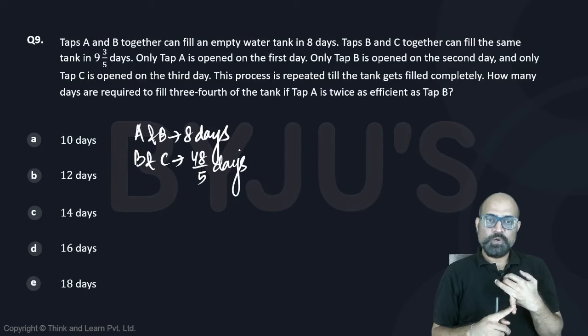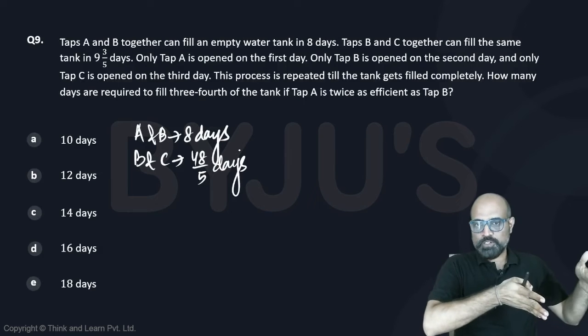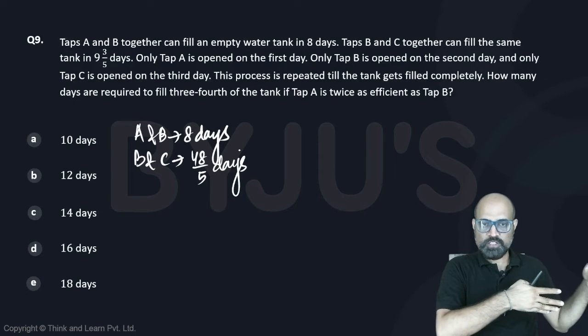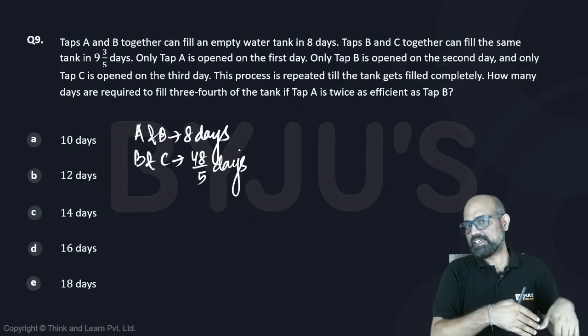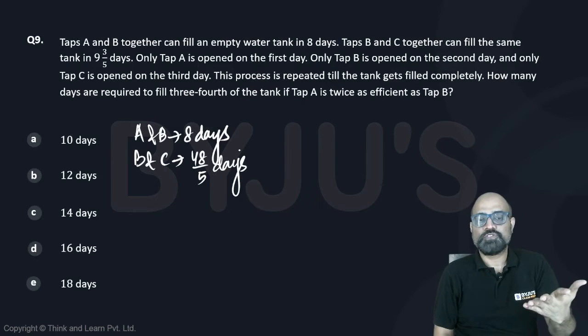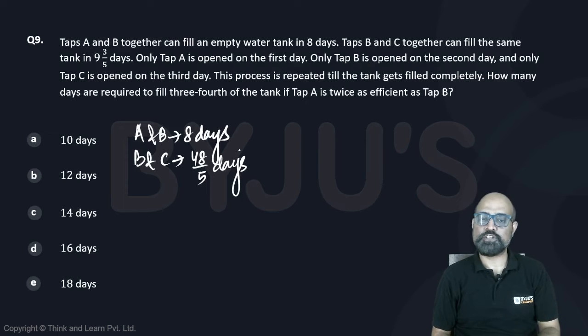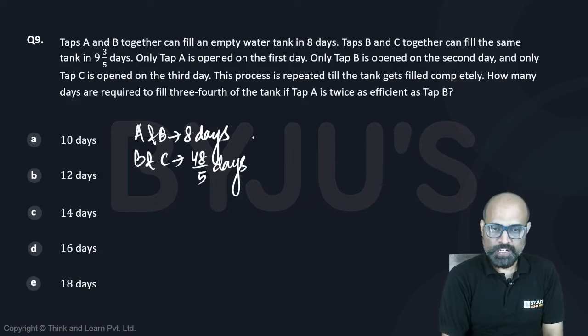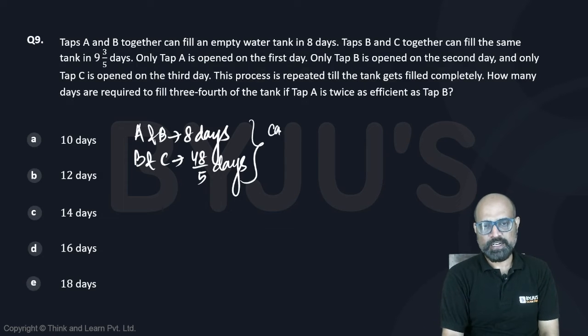Only type A is open on the first day, then type B is open on the second day, and type C is open on the third day. And this process is repeated till the tank gets completely filled. How many days are required to fill 3/4 of the tank if type A is twice as efficient as type B? So we need, first of all, the capacity of the tank, right?